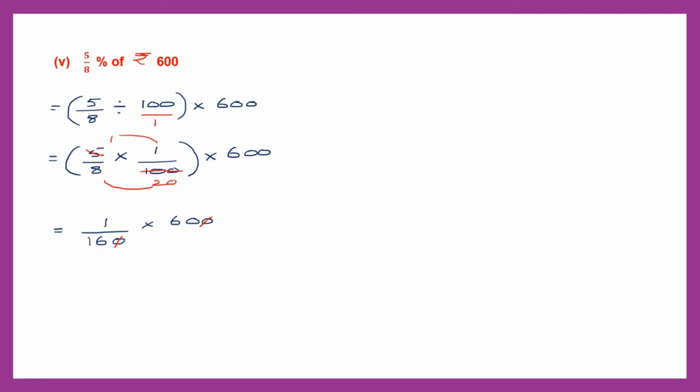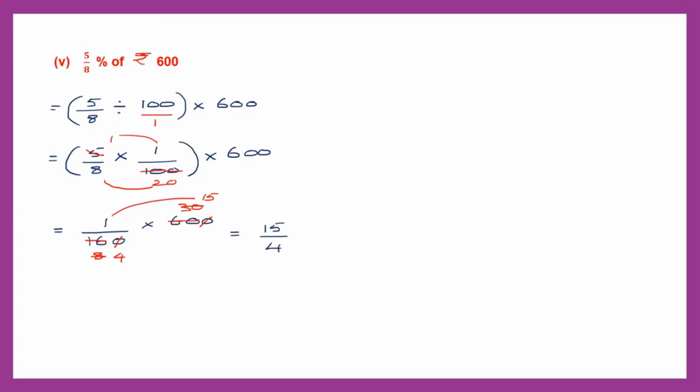Now we have 60 and 16, which you can cancel again with 2. 2 8s are 16, and here 2 3s are 6, and add the 0, 30. Again we can cancel 8 and 30 by 2. 2 4s are 8, and 2 into 15 is 30. Now that's all. So this will be 1 into 15, which is 15, and the denominator is 4.